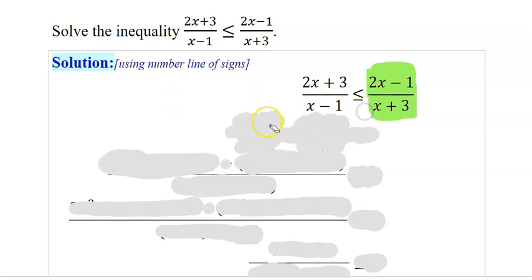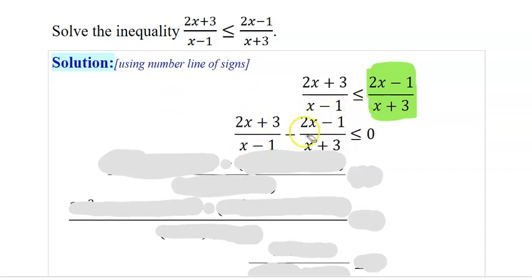We have this term highlighted in green. We rearrange it to the left hand side, and it becomes (2x + 3)/(x - 1) minus the green term here, (2x - 1)/(x + 3), ≤ 0. Then the next thing we want to achieve is to turn this whole part, which I highlighted in blue, into a single fraction.